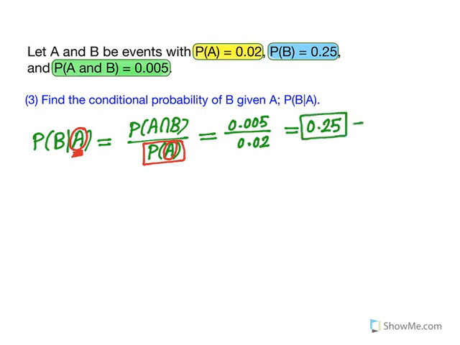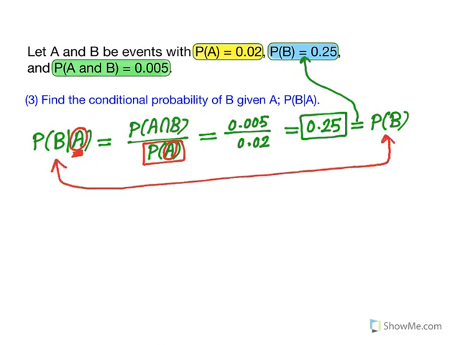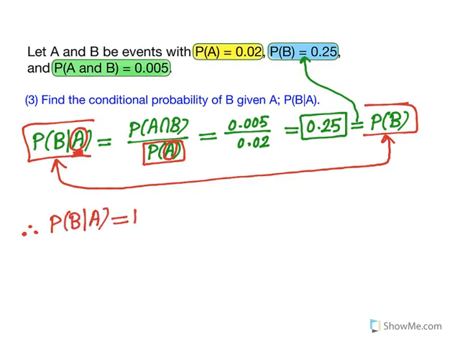But this is not just any number. It's actually the same as probability of B. So let's say that this is the question that you answered without doing part 1 of this exercise. You have shown that the probability of B given A is the same as the probability of B. You can say, therefore, probability of B given A is the same as the probability of B, which implies that A and B are independent events.